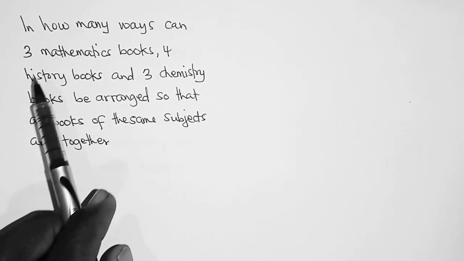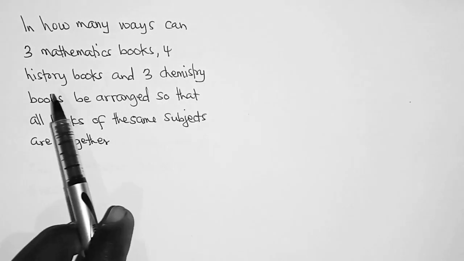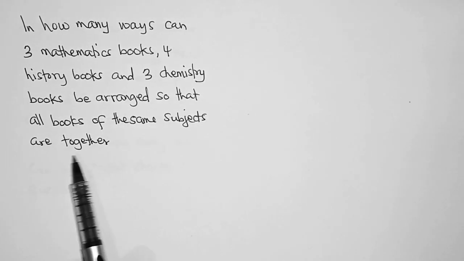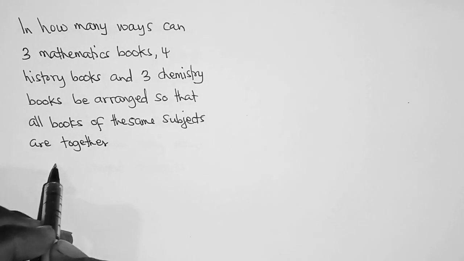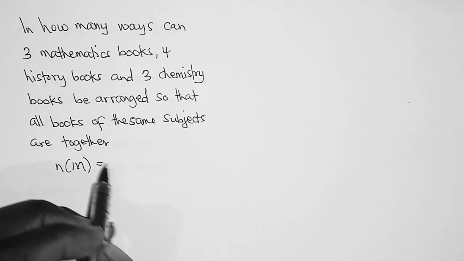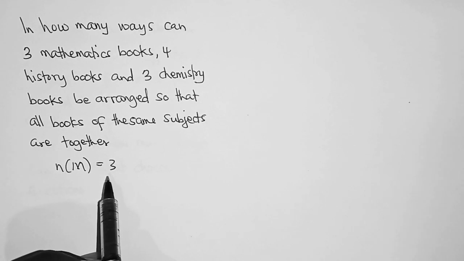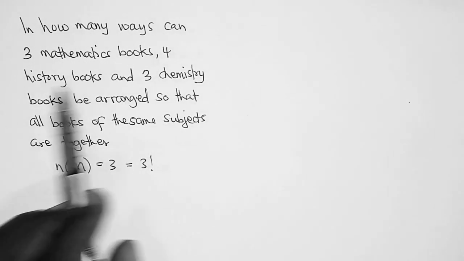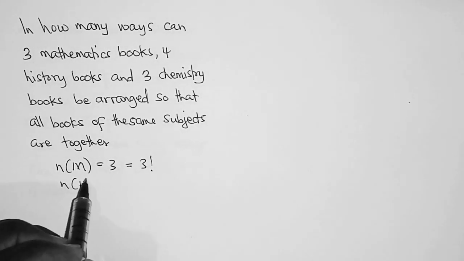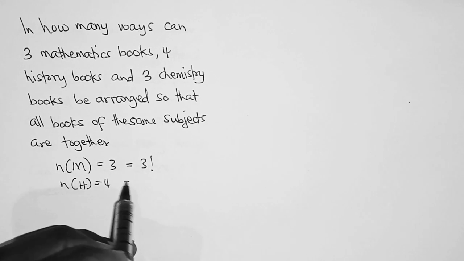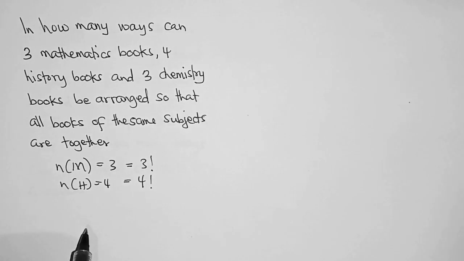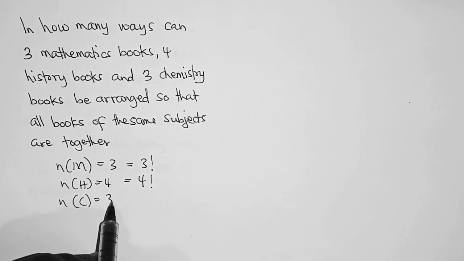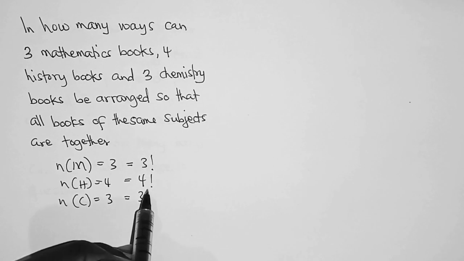In how many ways can 3 mathematics books, 4 history books, and 3 chemistry books be arranged so that all books of the same subject are together? So we have mathematics books, and there are 3. How many ways can we arrange 3 mathematics books? That is equal to 3 factorial. Then the number of history books, there are 4, and we can arrange that in 4 factorial different ways. Then the number of chemistry books are 3, and we can arrange that in 3 factorial ways.